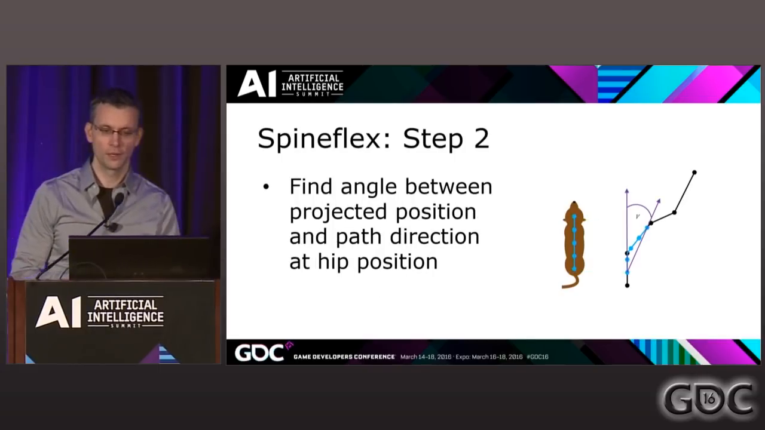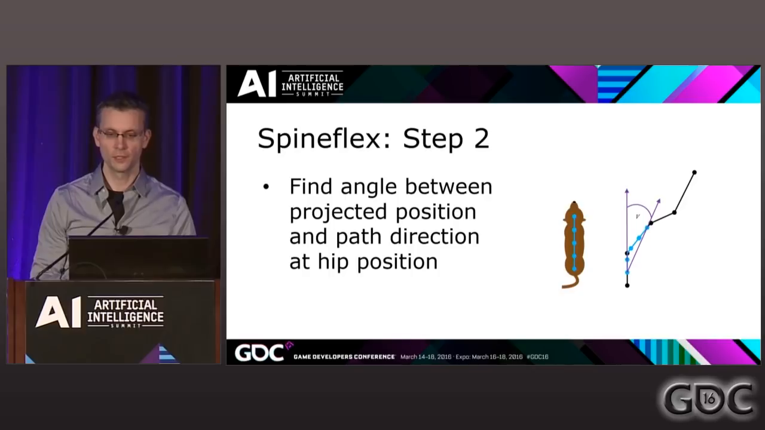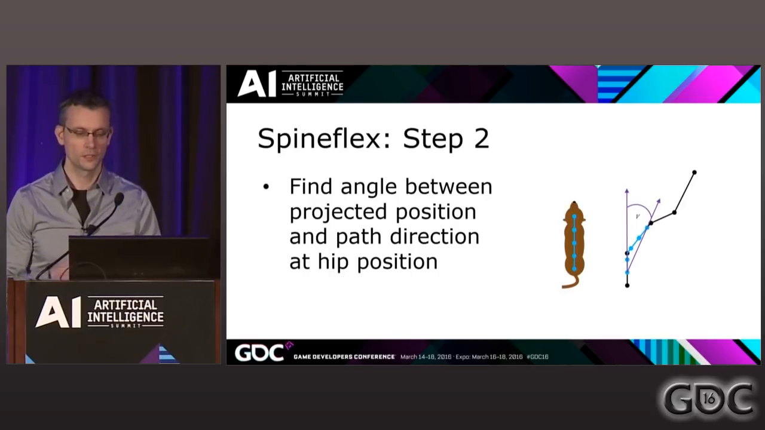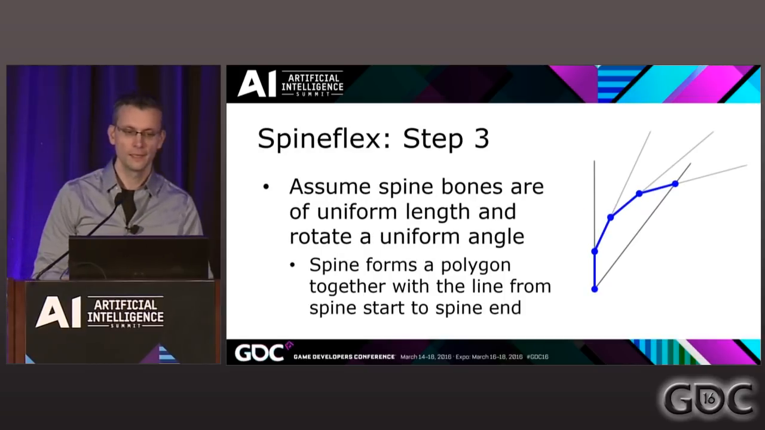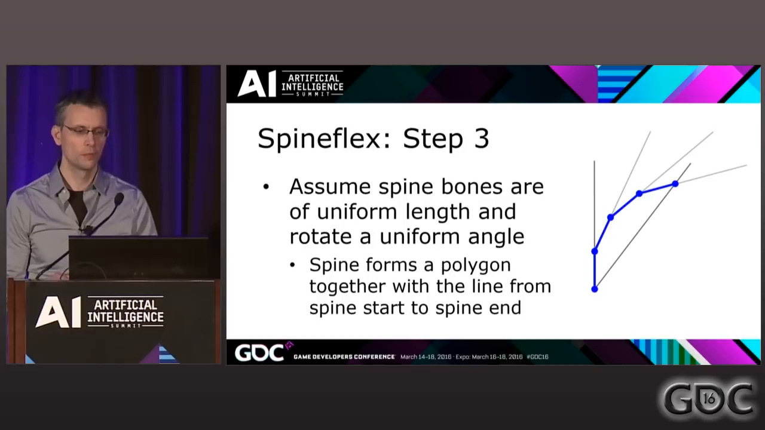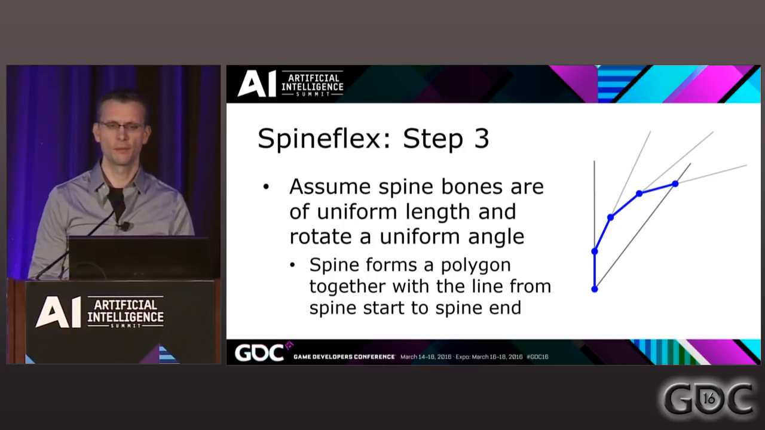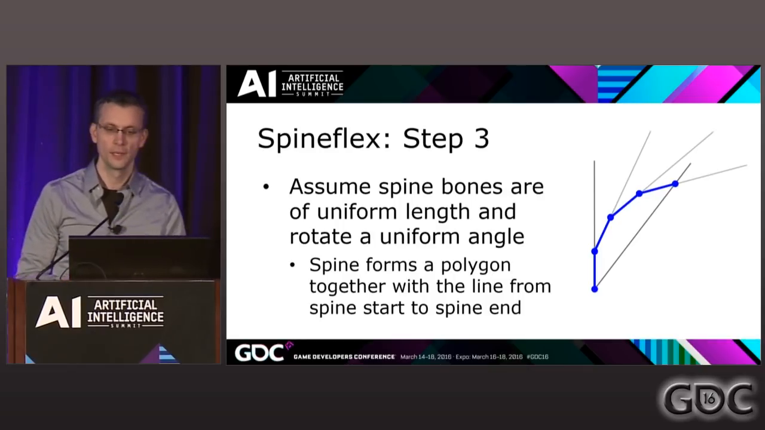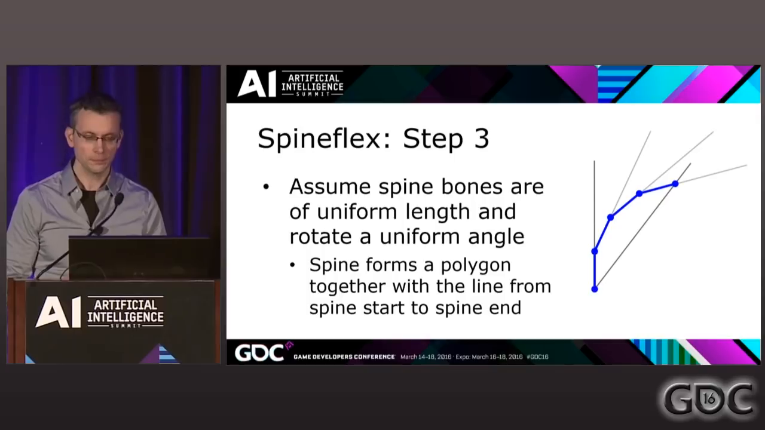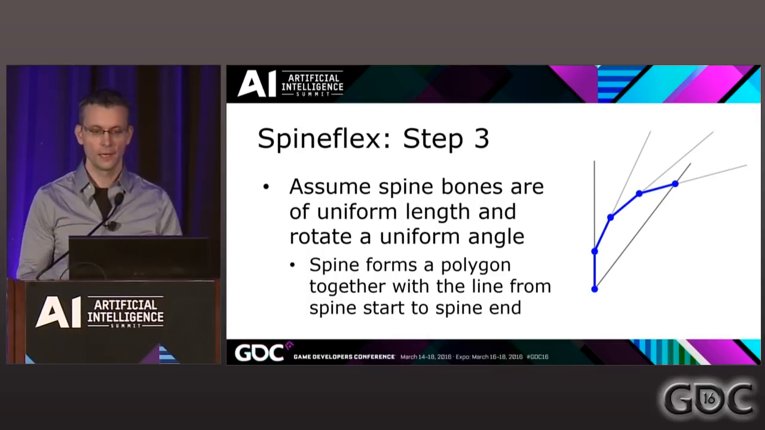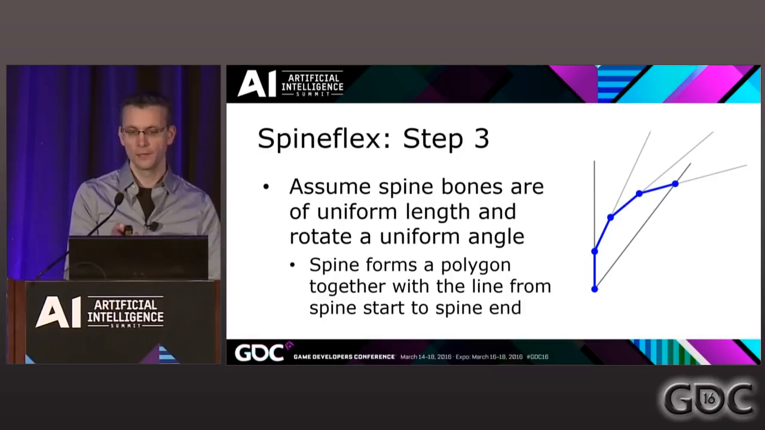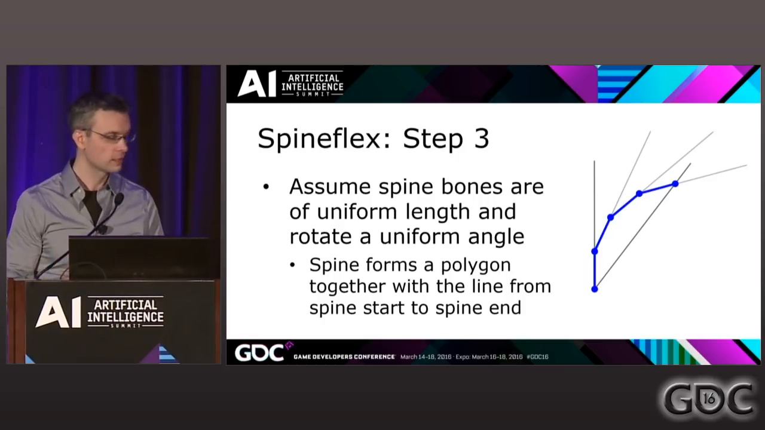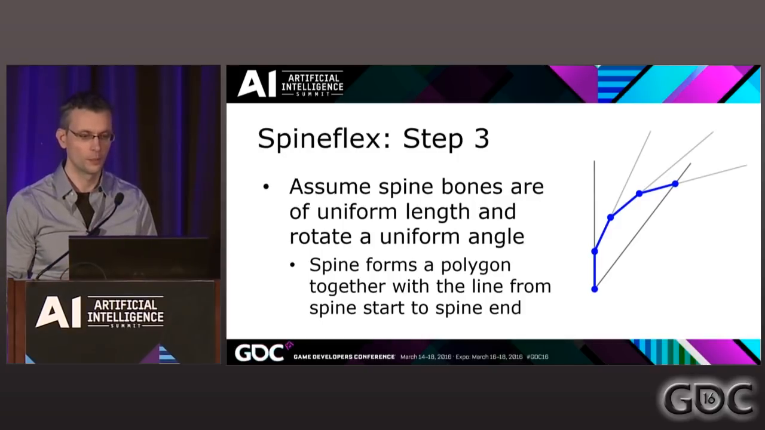And then we try to figure out the direction from the root position to that position and compare that to the root position's direction. That gives us this angle V. Next, we look at the spine, and we assume the bones in the spine are of uniform length, and that we're going to rotate them at a uniform angle. If we look at this illustration here, the blue lines there are our spine. We have 4 spines, and 4 bones in our spines. And if you notice, they form a polygon, in our case a pentagon because we got 4 bones, with the line from the root position to the target position on the path.